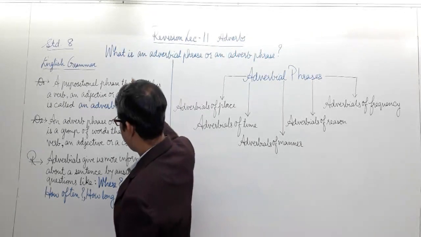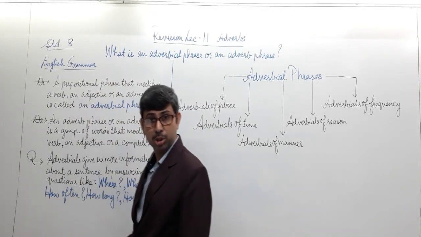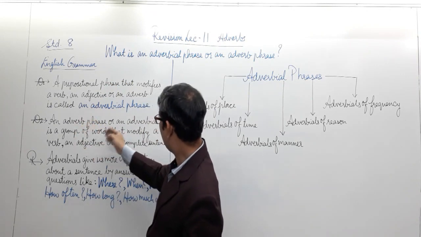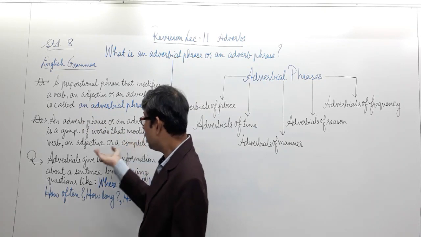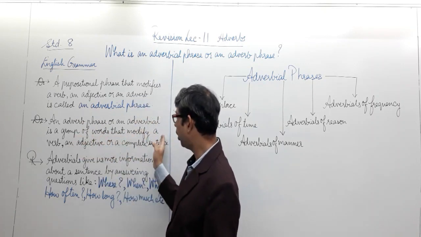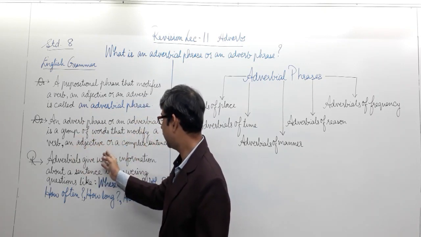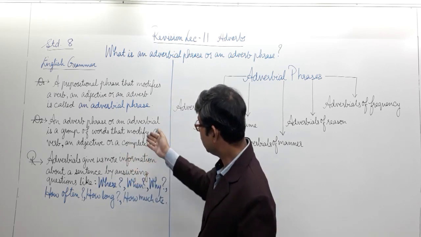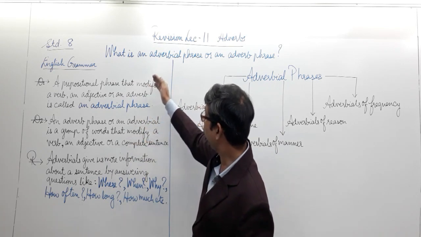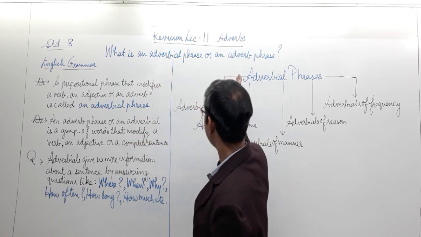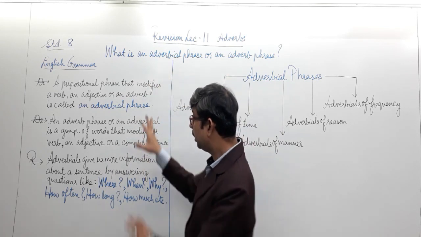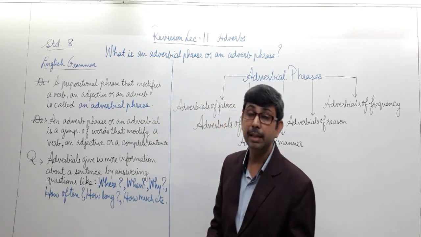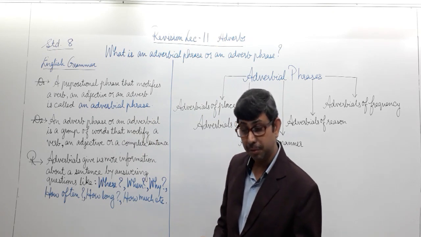Let's try to make the definition even simpler if possible. Reading the next set of words: an adverb phrase or an adverbial is a group of words that modify a verb, an adjective or perhaps a complete sentence. This is an even simpler definition of what an adverbial phrase or an adverb phrase is. I hope with the help of these two definitions and a bit of explanation, you have got a clear idea about adverbial phrases.